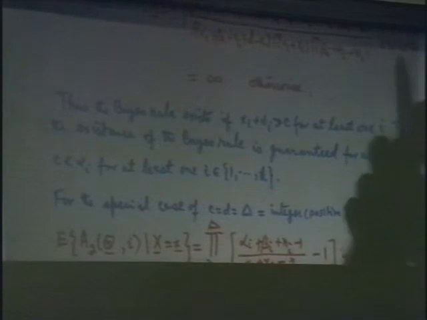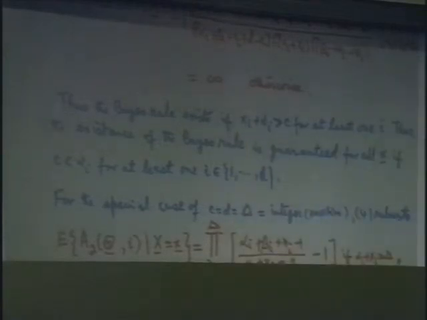Ratios of gamma functions are involved, provided the sum of the two quantities alpha i plus xi is bigger than c, otherwise infinity. So the Bayes rule exists if you have this condition satisfied, xi plus alpha i is bigger than c, for at least one i. So if c is less than alpha i, then the existence of the Bayes rule is guaranteed for all x, if it happens for at least one i.